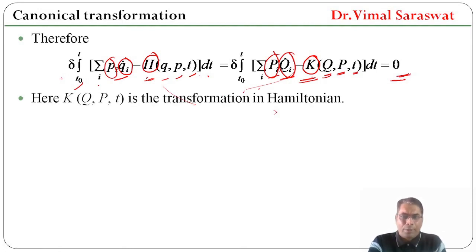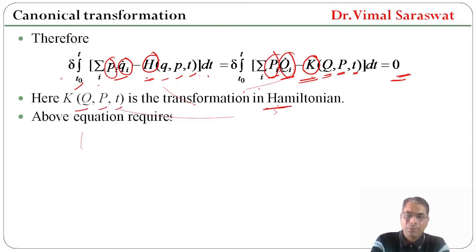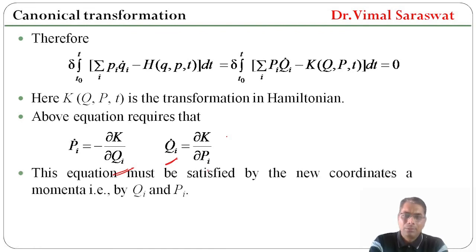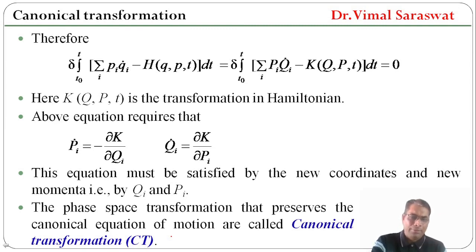Here K, which is a function of capital Q, capital P and t, is the transformed Hamiltonian. The above equation requires that Pi dot is equal to minus del K upon del capital Qi, and Qi dot is equal to del K upon del Pi. This equation must be satisfied by the new coordinates and new momenta, that is capital Qi and capital Pi. The phase space transformations that preserve the canonical equations of motion are called canonical transformations. So this is our canonical transformation.